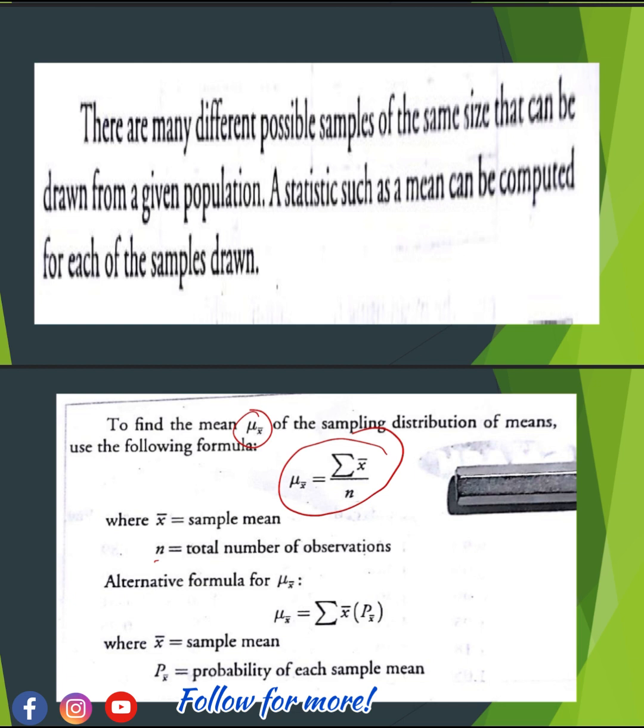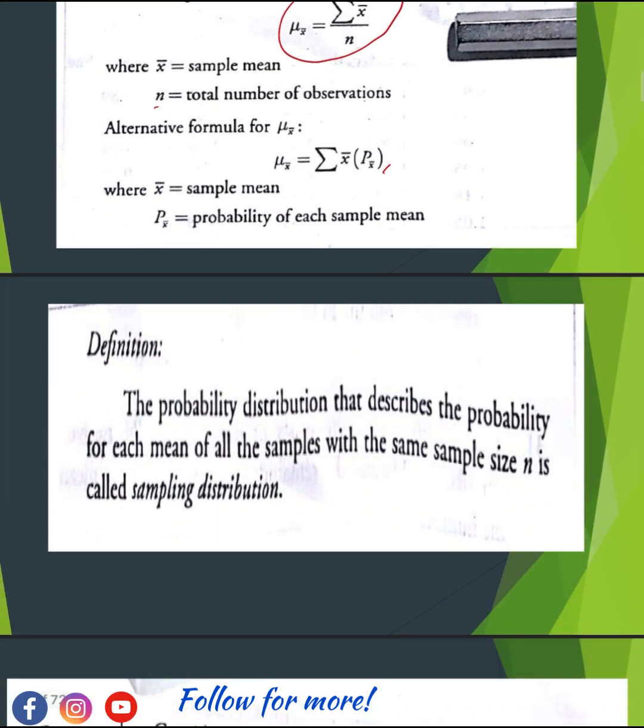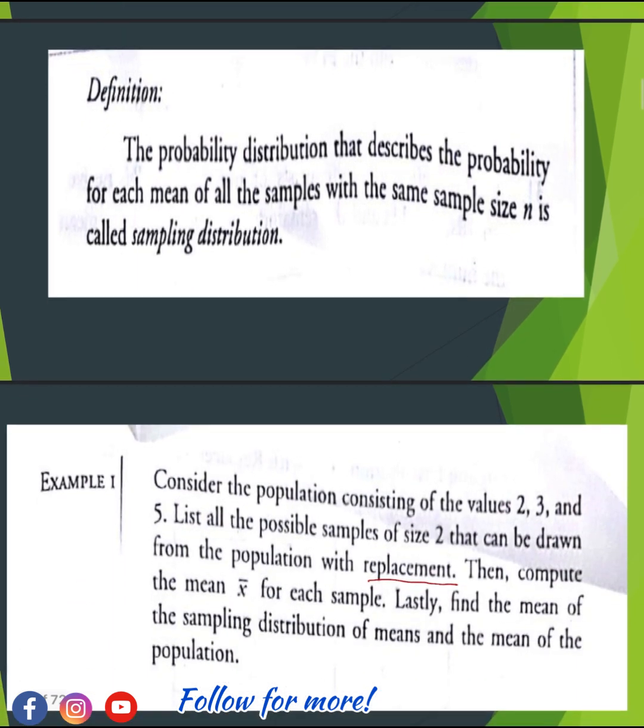Now, for an alternative formula to get the sample mean, that is the summation of the sample mean times the probability of the sample, where x bar is the sample mean and P of x is the probability of each sample mean. Okay? Now let's define: the probability distribution that describes the probability for each mean of all the samples with the same sample size n is called a sampling distribution.